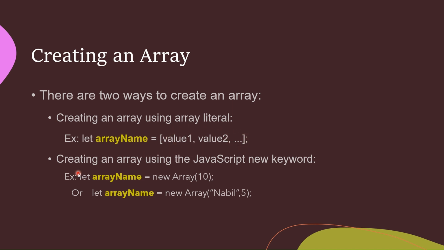The second way of creating an array is using the JavaScript new keyword, or the constructor. Let array name, assign it a new Array, pass to the brackets 10, and 10 will be the array length. Or you have another option to add the elements directly. For example, the first element is Nabil, the second one is 5, and so on.